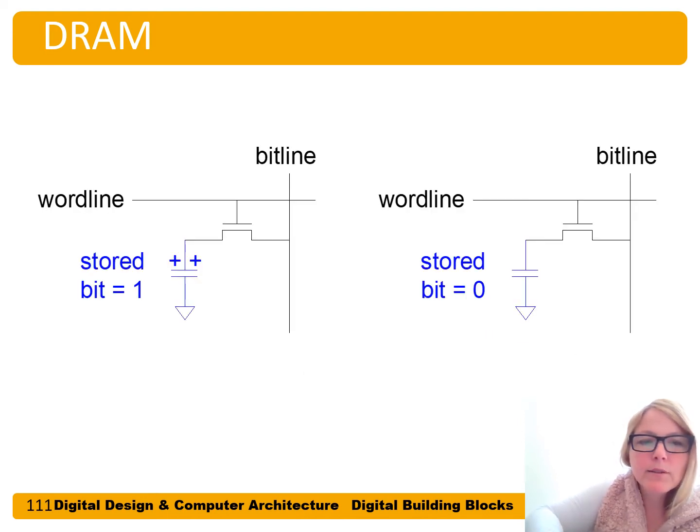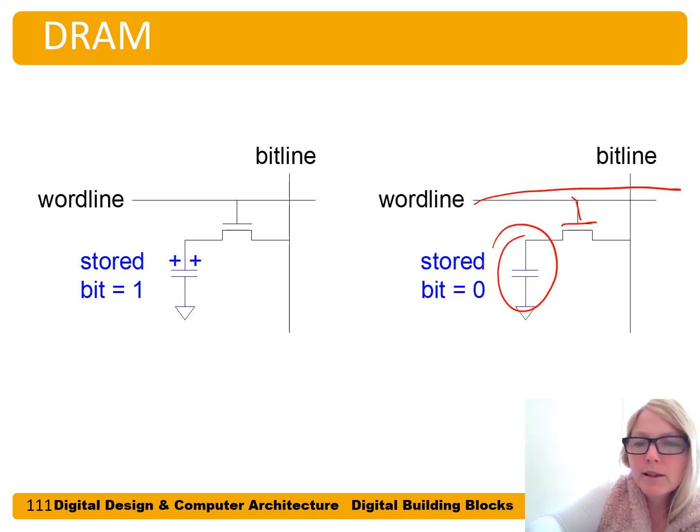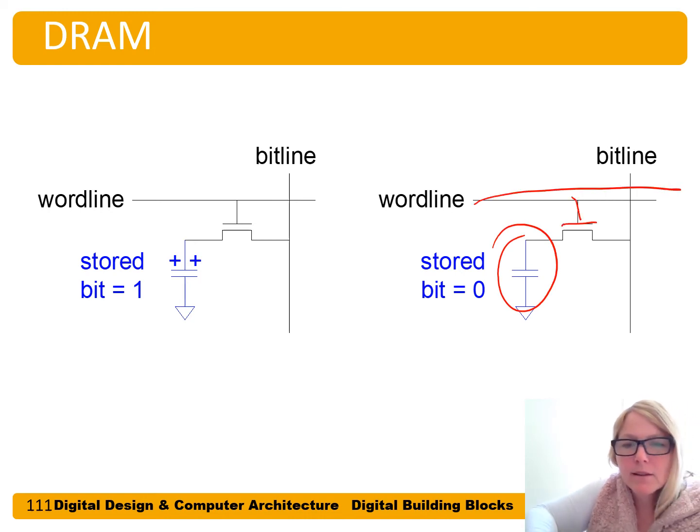So here's an example of a stored bit being 1. When the word line becomes 1, those charges can then flow over to the bit line and charge that up. If the stored bit is 0, there are no charges here. So when the word line goes high, the bit line remains where it's at. It doesn't receive any additional charges.